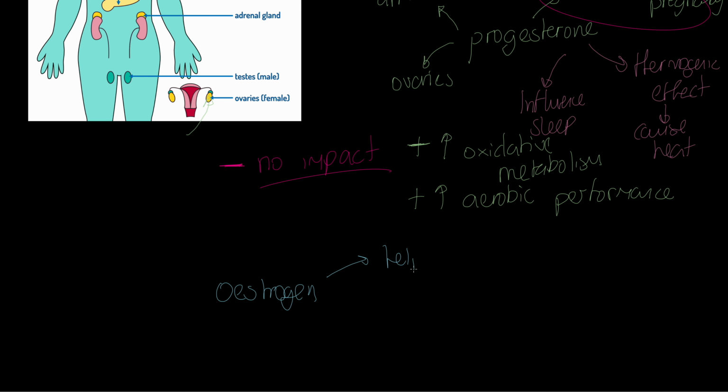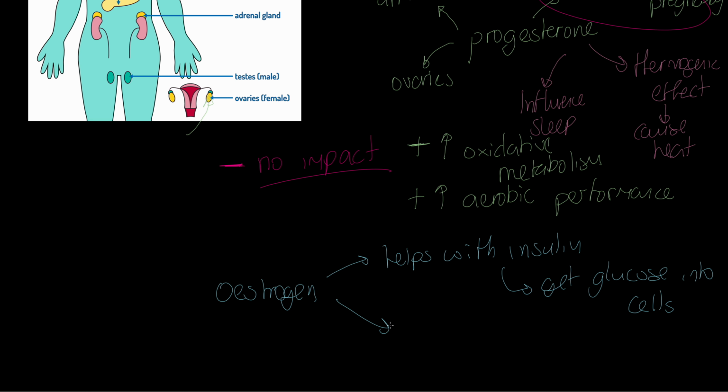It helps insulin, and specifically, as we've seen before, to get glucose into cells. Okay, so estrogen, obviously much higher levels in women than in men, it can help get glucose into cells. Also, it is thought to have the following impact. It is thought to increase lipid utilization.